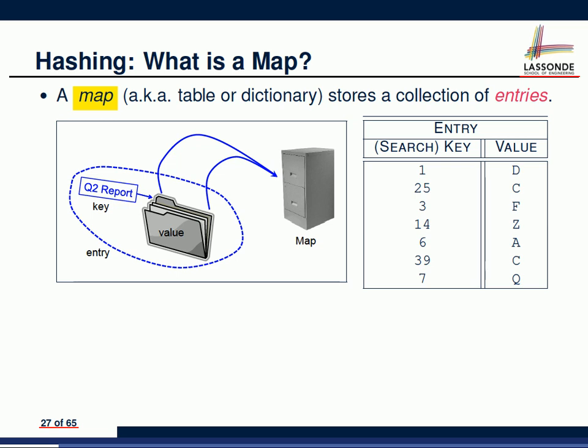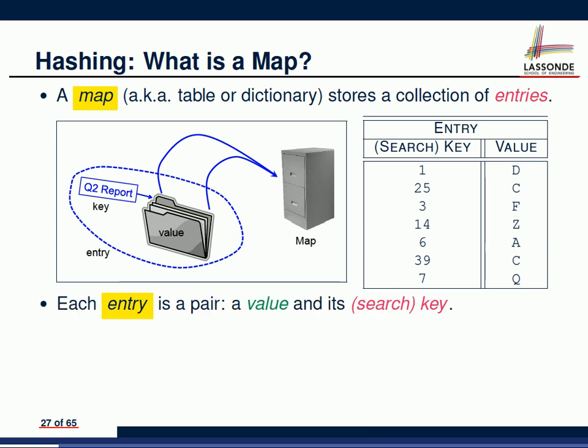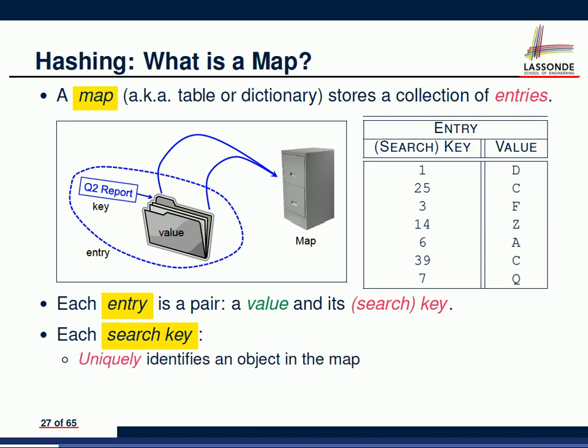In general, the search key does not have to be an integer. It can even be objects in Java. But just for illustration purposes, we say it's an integer. We've got a search key, and also an entry. Each entry is simply a pair of a search key and a value. And each search key is going to uniquely identify an object in the map. If I give you, for example, the key 25, you should tell me the corresponding value is C. If I give you the key 40, for example, 40 doesn't exist. It should give you back null.